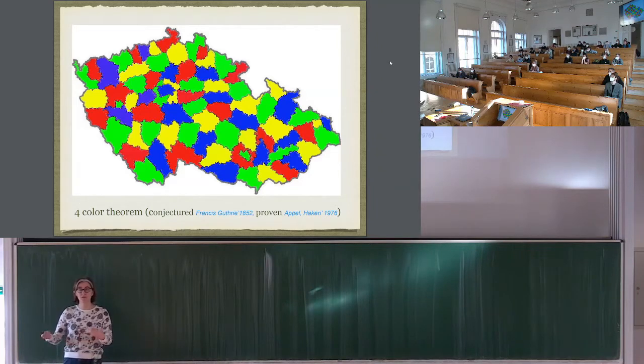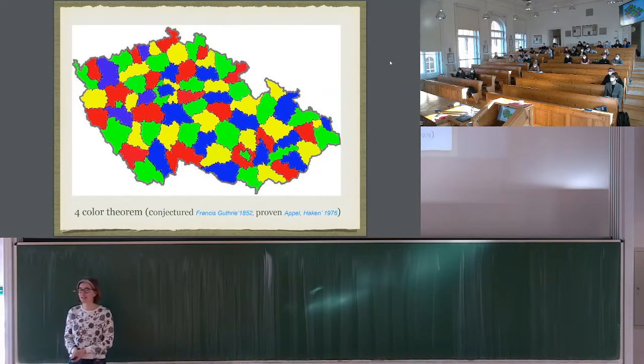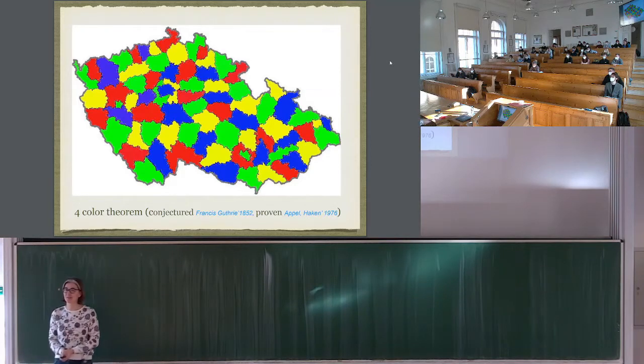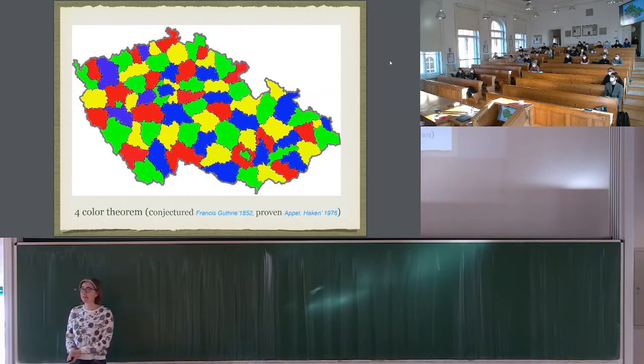Of course, if you have more colors, it's easier to color it so that neighbors do not have the same color. For 5 colors, that's like an exercise. If you go to math or physics in the first or second year of discrete math, you will prove that you can color a planar map with 5 colors. But if you have 4 colors, until like 50 years ago, we didn't have a proof.